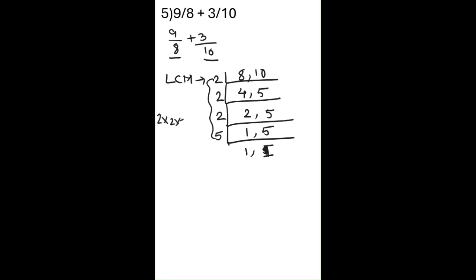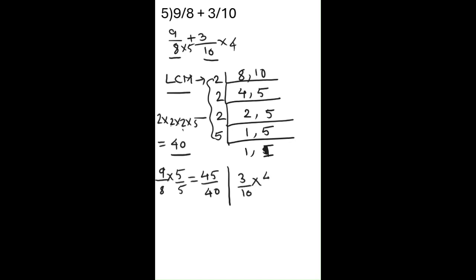2 multiplied by 2 multiplied by 2 multiplied by 5. So 2 2s are 4, 4 2s are 8, 8 5s are 40. So here the LCM will be 40. So we have to convert both these denominators into 40. Here we will multiply by 5 and here we will multiply by 4. So the first fraction we multiply by 5. 9 by 8 multiplied by 5 by 5. You will get the answer as 45 by 40. The next fraction is 3 by 10 multiplied by 4 by 4. Here you will get 12 by 40.